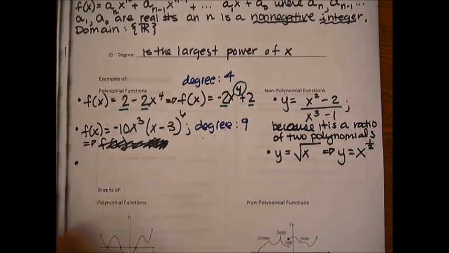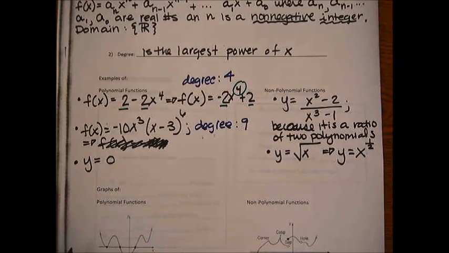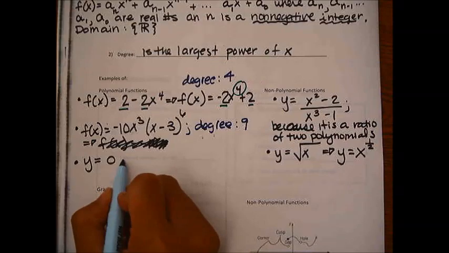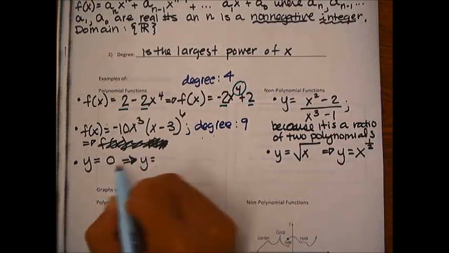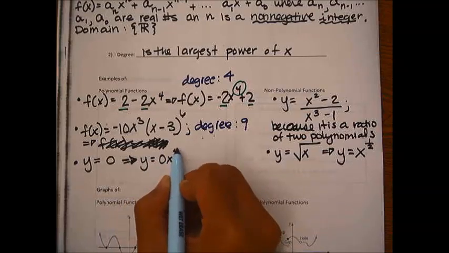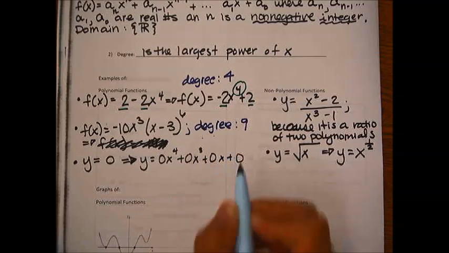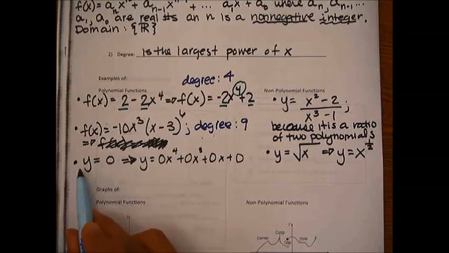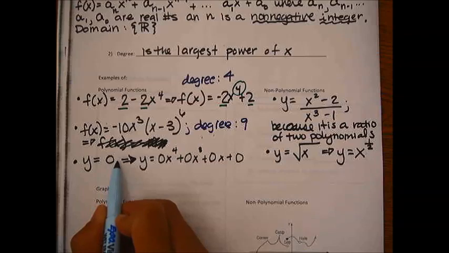A polynomial, what can I make up? How about this? Y equals 0. Is this a polynomial? Sure, it's a boring one. It's a constant, but I can make up stuff. So y equals 0 x to, let's say, the fourth, plus 0 x to the third, plus 0 x plus 0, right? These are still coming out to be 0. So technically, y equals 0 is a polynomial with a very boring degree, actually.